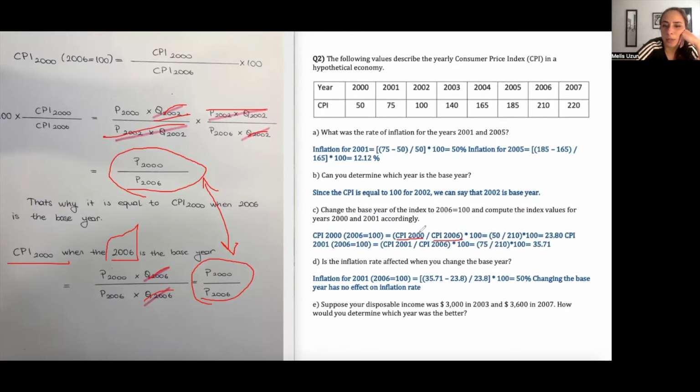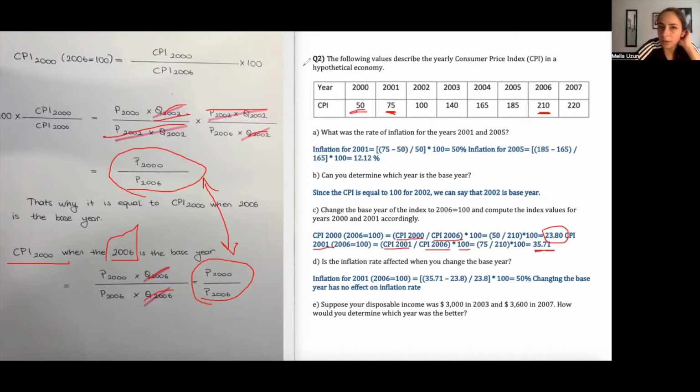So CPI of 2000 is equal to 50 and CPI of 2006 is equal to 210, and we multiplied by 100 and we found it is equal to 23.80. And for 2001, we will divide 2001 CPI by 2006 CPI and multiply it with 100. So 2001 CPI is 75. 75 divided by 210 times 100, it is equal to 35.71.